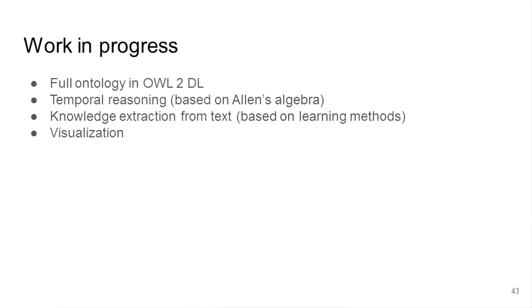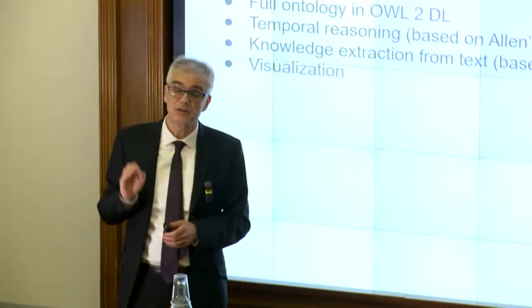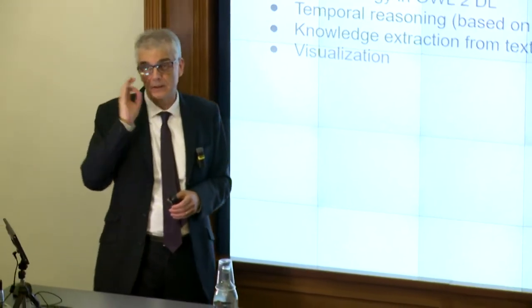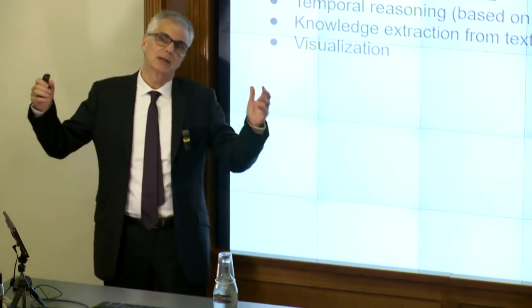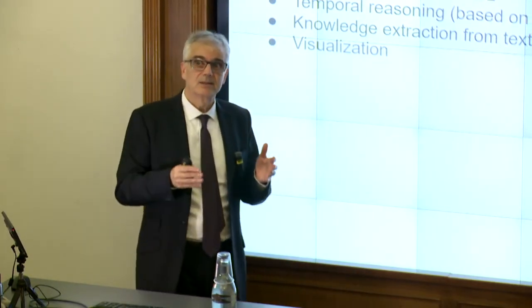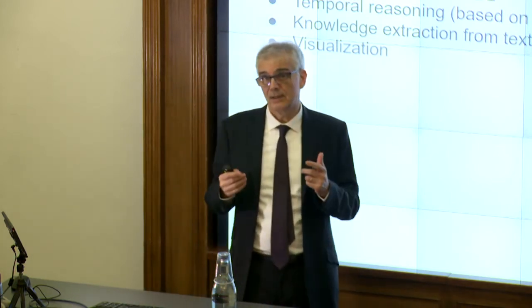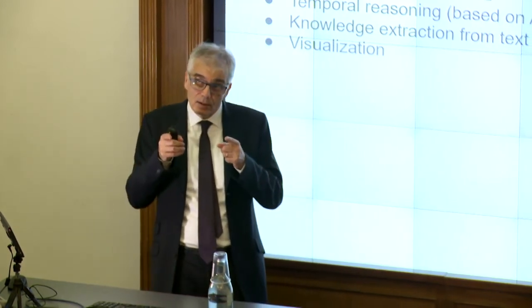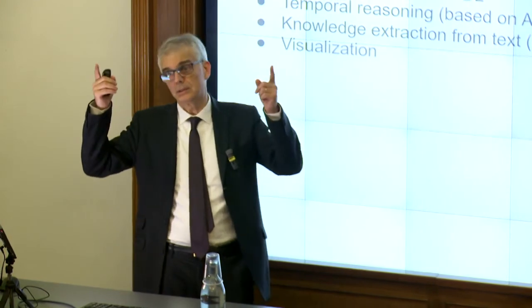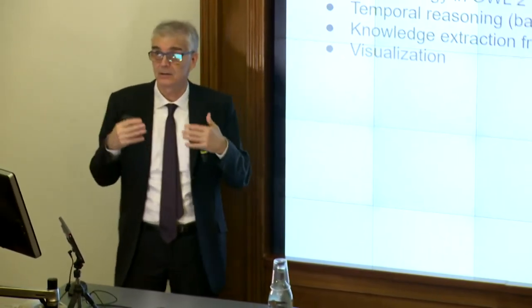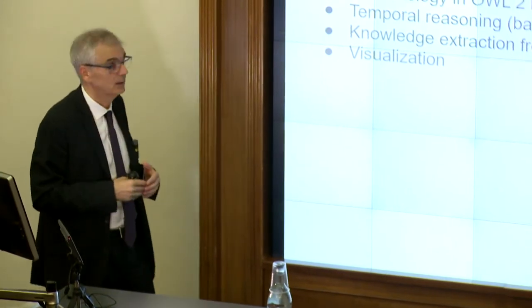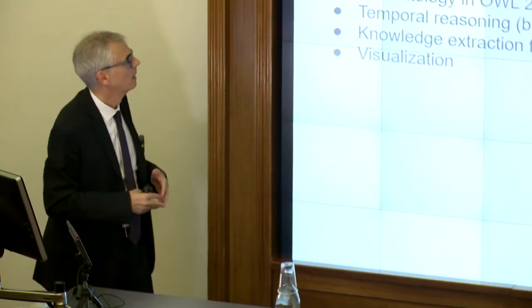We want to express the full ontology in OWL 2 DL because we have very specific axioms that relate to narratives. One of these axioms says that if an event is a sub-event of another event, then the temporal occurrence of the sub-event is included in the temporal occurrence of the super-event. So these are the kind of axioms that we want to capture, and the same for space.